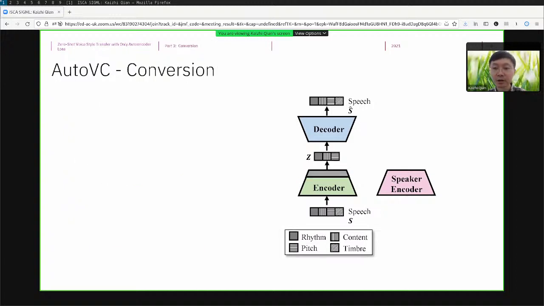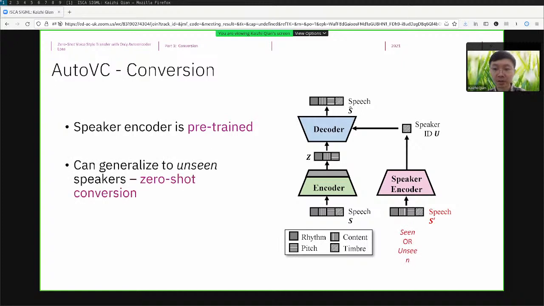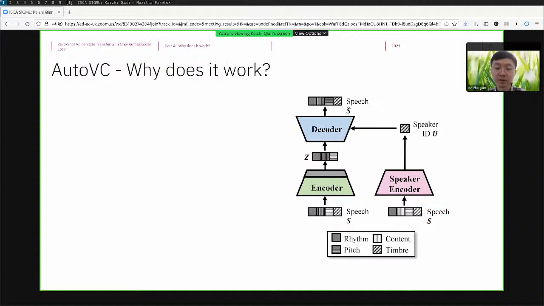As I mentioned, AutoVC can perform zero-shot conversion, where either or both the input voice and the target voice can be unseen. In order to achieve this, when training AutoVC, we use the fixed speaker encoder pre-trained using thousands of voices. During testing, we can replace the input to the speaker encoder with seen or unseen voices, thereby achieving zero-shot voice conversion. Now let's go over the principle behind it.